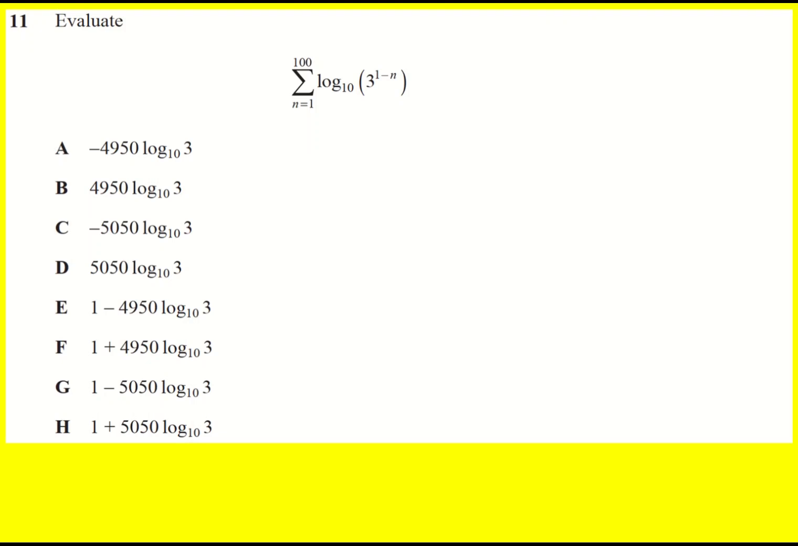We're summing log to base 10 of 3 to the 1 minus n from n equals 1 to 100. Well, the first thing to do is to bring that 1 minus n down, and then we're timesing it by log base 10 of 3, which I'm just going to write as log 3. And then we can bring that log 3 out because it's just a constant.